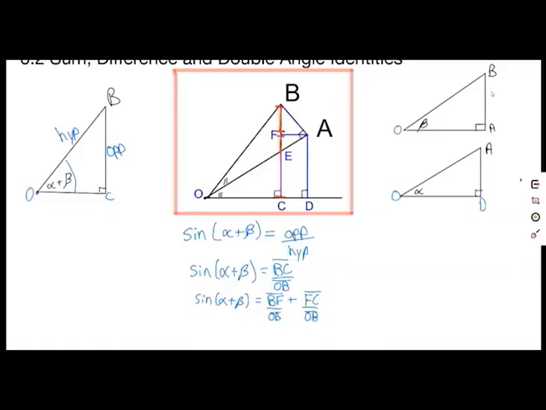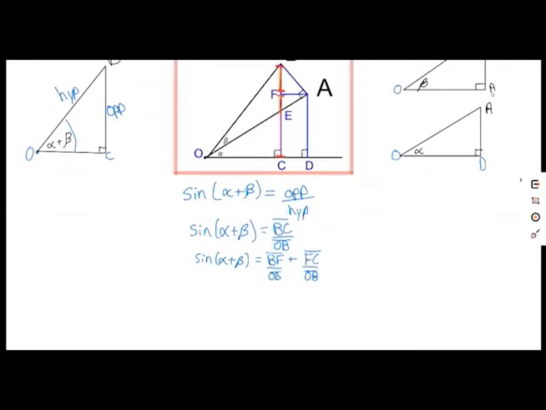All right, now I'm going to use our favorite little trick, and I'm going to multiply by 1. I'll show you why I'm doing this in just a second. I need to multiply the first term by BA over BA. And then I'm going to multiply the FC over OB by OA over OA. Now I'm picking these for a particular reason that I will show you in just a second.